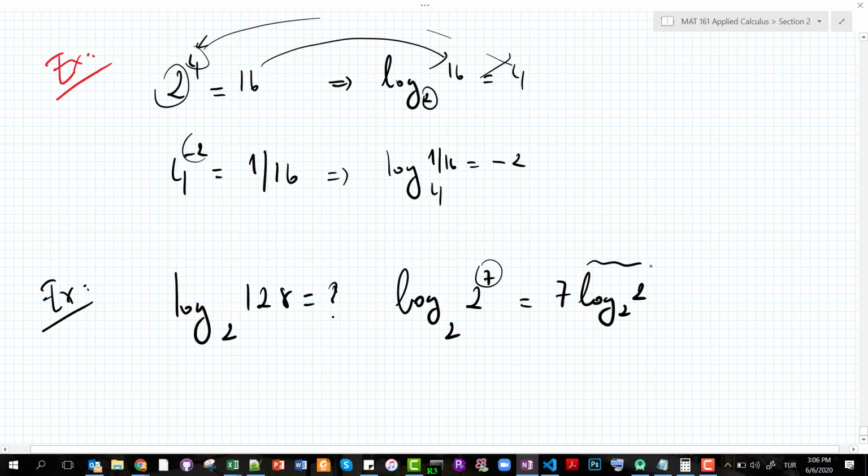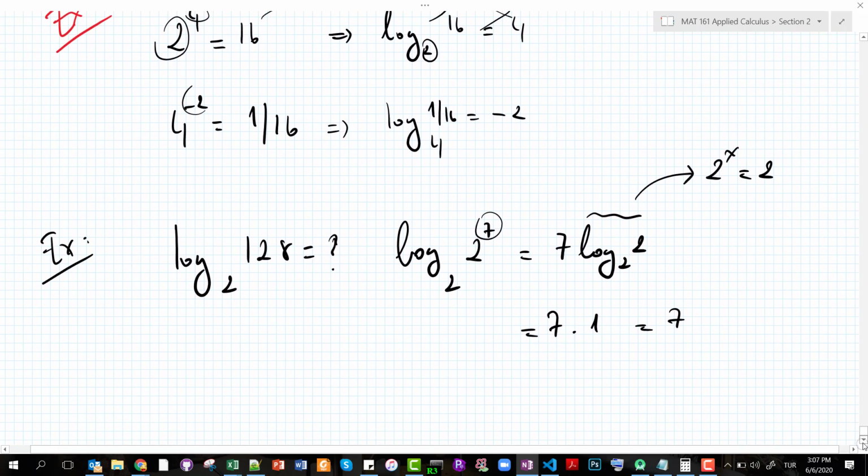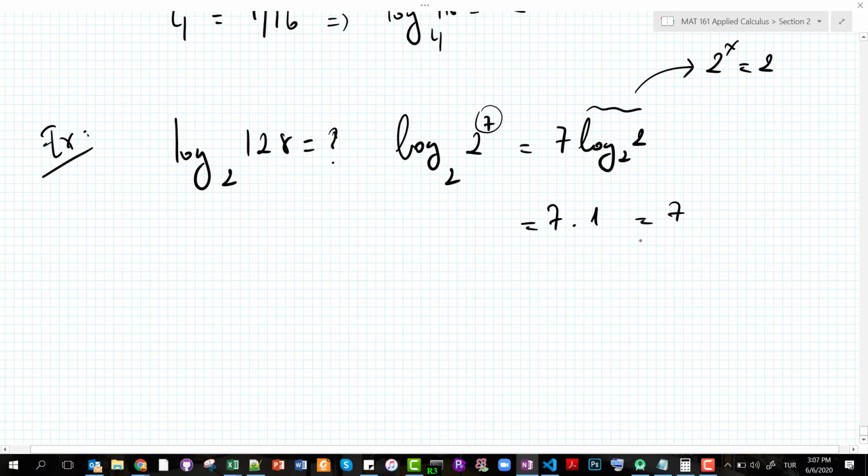So can you tell me what is it? You can basically use the exponential. Since what you are asking, if you want to turn this one into exponential, is: whose exponent will give you the 2? What exponent would give you the 2 if you have the base 2? That would always be 1, right? So this is just going to be 1. And then the logarithm result will be just a 7.